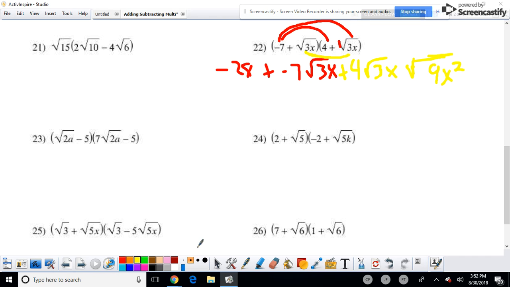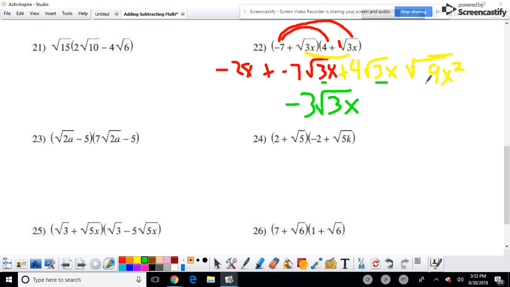So let's simplify it. Let's see what we can do here. Well, first thing I notice is that we've got like radicals. We've got 3x and 3x. So let's go ahead and combine those coefficients. -7 plus 4, that's -3 radical 3x. And I'm not going to touch the -28, really nothing to do there.